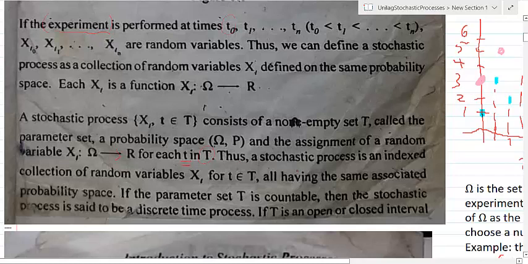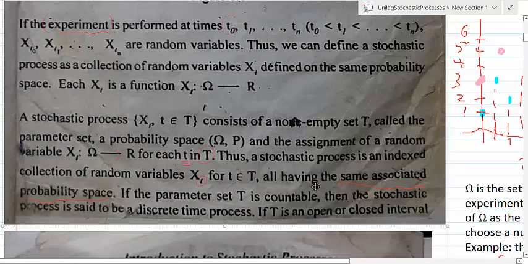So a stochastic process is an indexed collection of random variables, x sub t. Indexed collection just means there are several of them, and that we identify them by the index down below. And these all have the same associated probability space, but they may not have the same distribution. So we'll see examples of that later. If the parameter set T is countable, then the stochastic process is said to be a discrete time process.